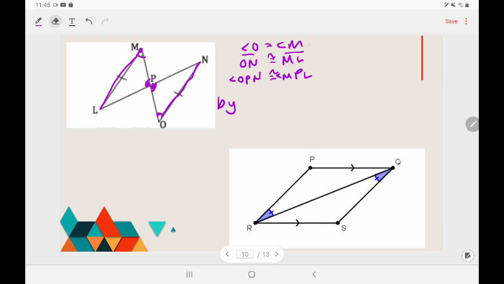Well, I have an angle, a side, and an angle, but I want to double check whether that side is included. Here are my angles, angle right here, angle right here. Is this side included between P and O? No, it is not. So by angle, angle, side, these are congruent. And I'm going to say triangle OPN is congruent to triangle MPL. Making sure that those are listed in the correct order.